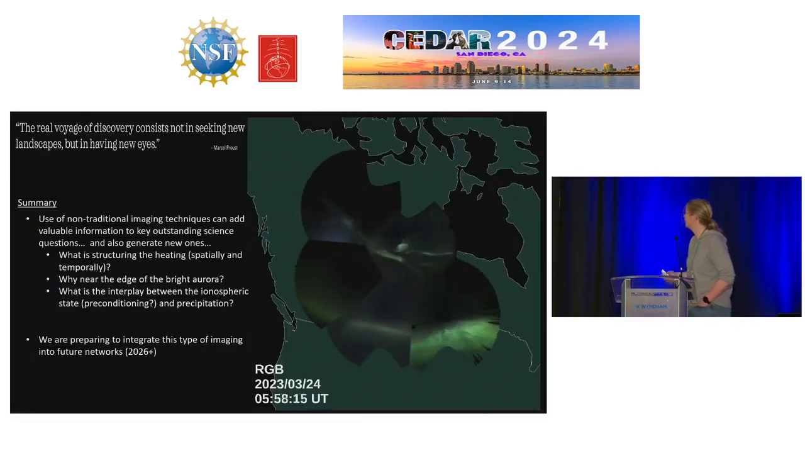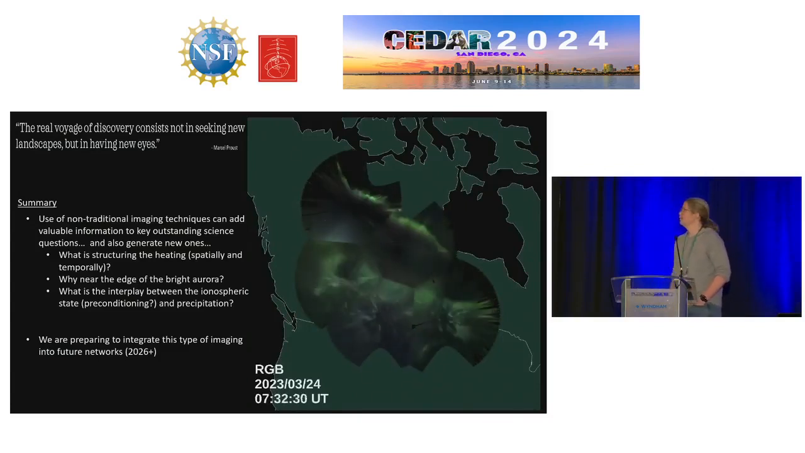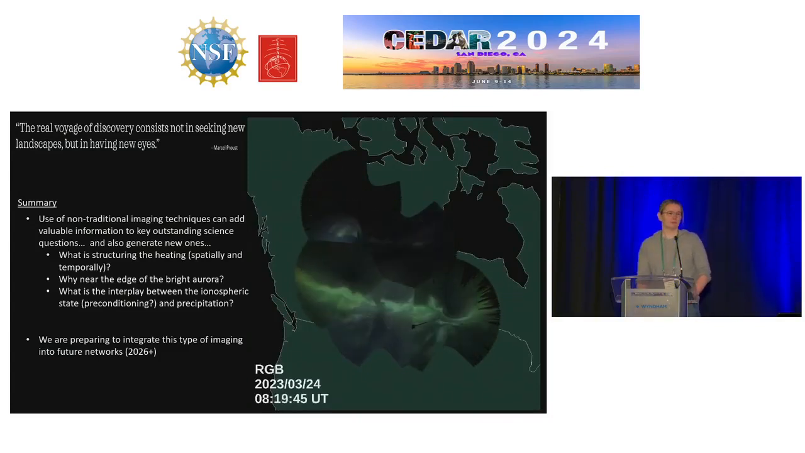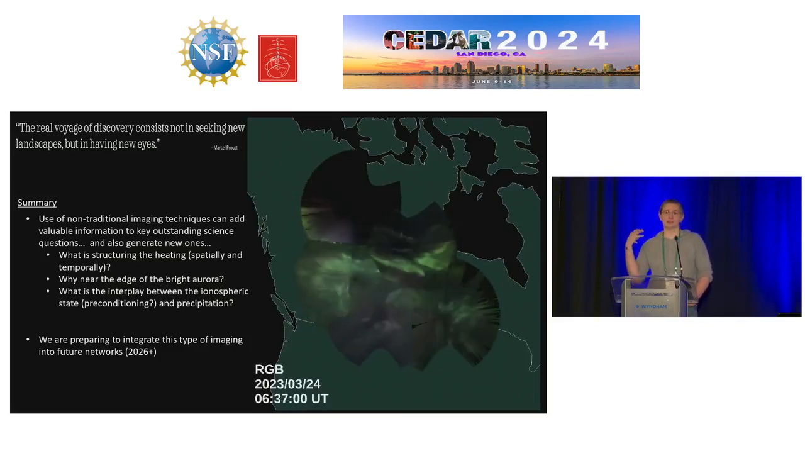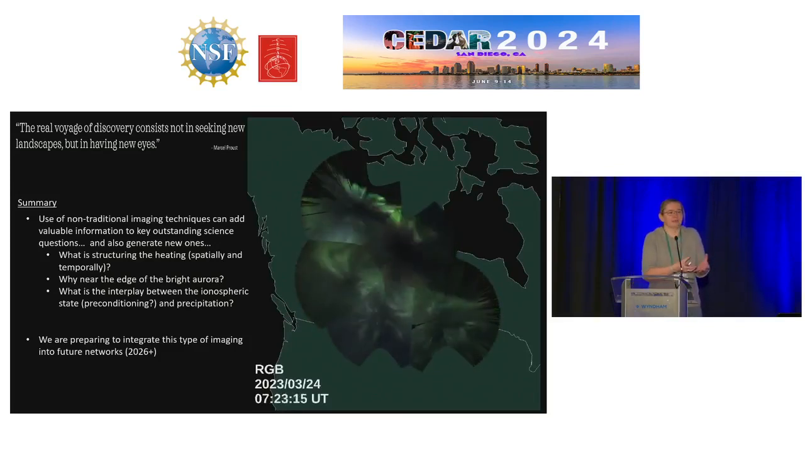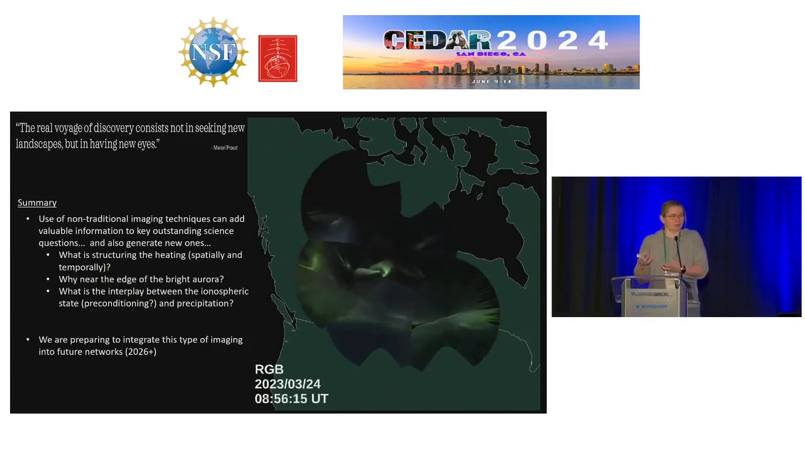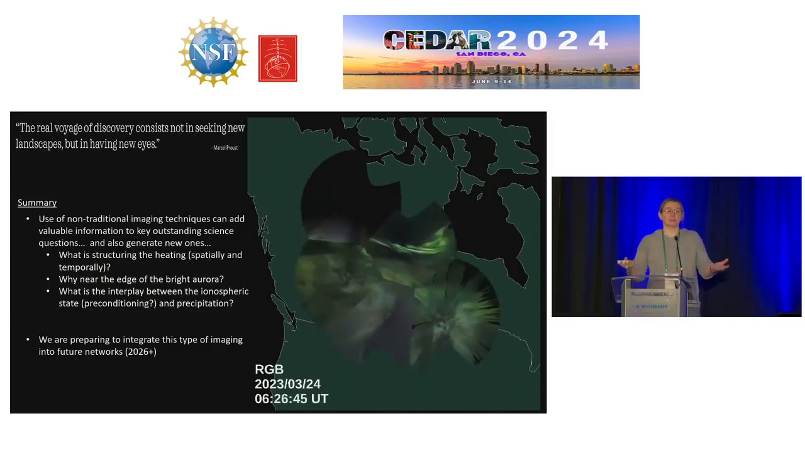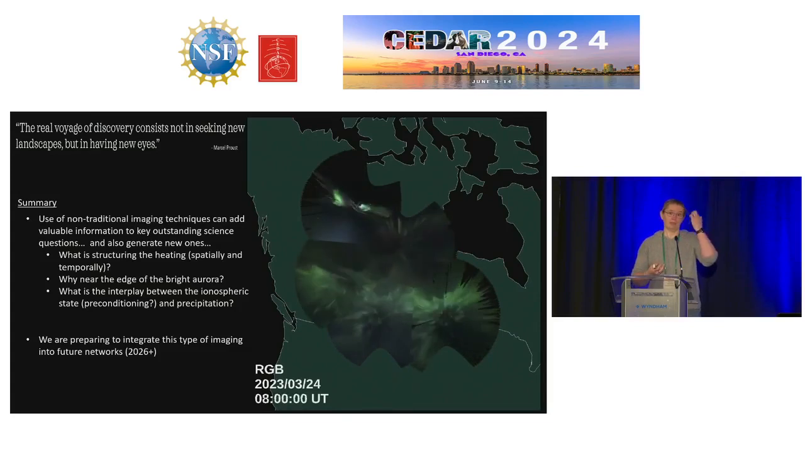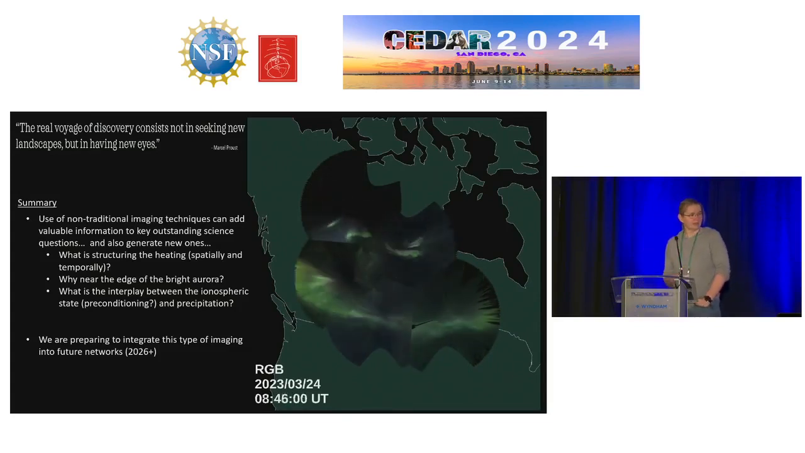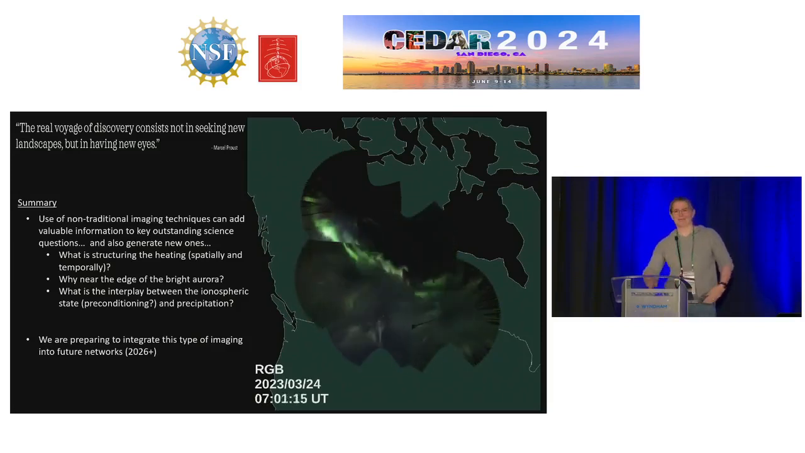So I will finish it up by showing you a mosaic movie from RGB and just saying that the non-traditional imaging techniques have been, I believe, proven to be valuable for addressing some outstanding science questions, and honestly generating new ones, because I can't think what's structuring that heating, both spatially and temporally, right? Why is it always near the edge or in the bright aurora? What is the interplay between the ionospheric state? Has it been preconditioned? And then the precipitation, right? So we're getting very, very distinct behavior, and as of yet, we can't explain it. And I will say that we are using all of that information to integrate this type of information into future networks. And thank you.